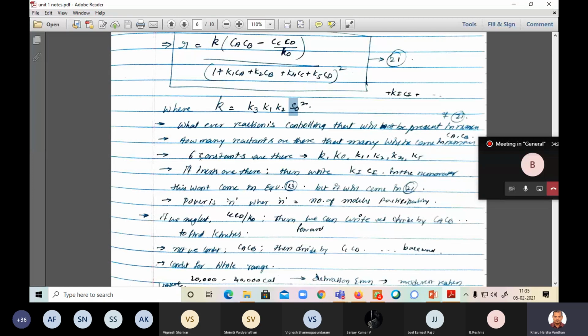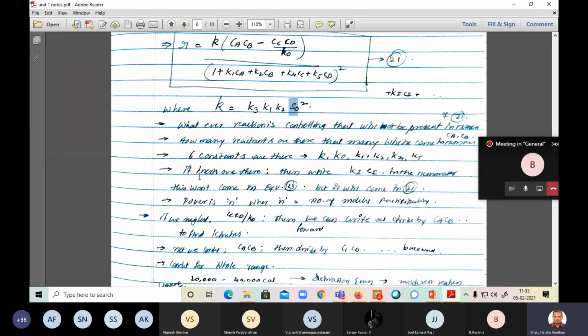Again, one more: six constants are there. What are the constants? K, K0, K1, K2, K3, K4. In the denominator, this is K1, K2, K4, K5. K3 is not there because K3 is controlling. Whatever is controlling, that will not be in the denominator. That is what is given here also.